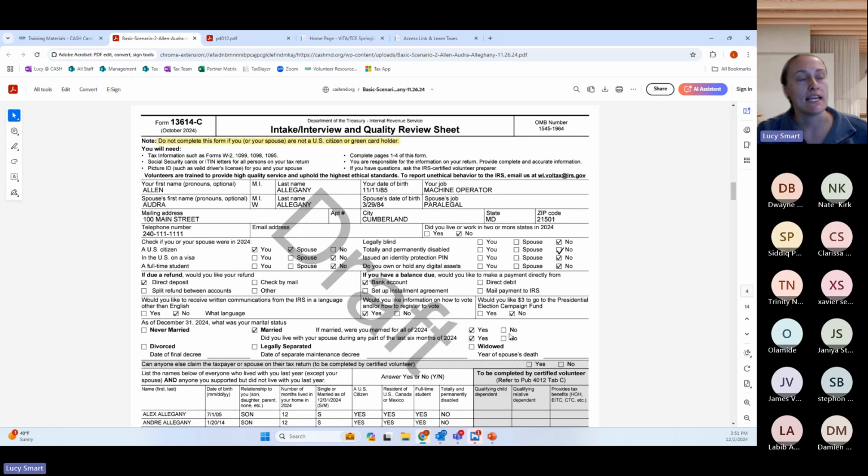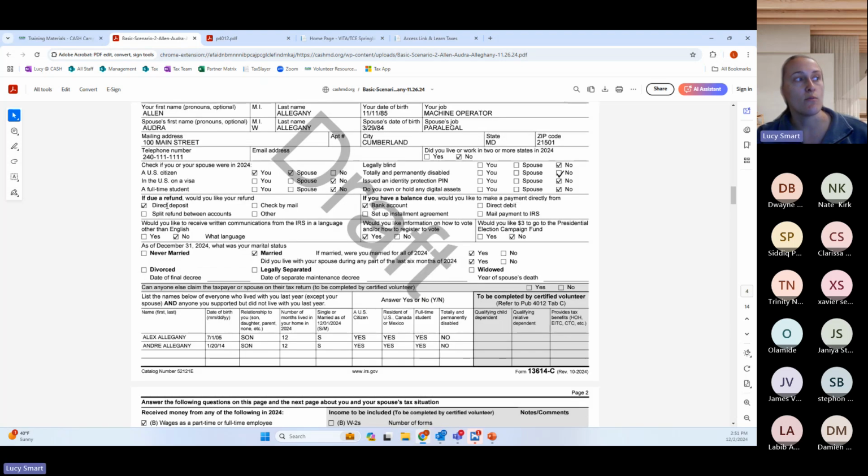And we've got our intake and interview sheet. So let's take a look at the interview sheet. Looks mostly filled out. We've got their name, address. They checked off that they did not live or work in 2 or more states. Both Audra and Alan are citizens. Neither are on a visa or students. Neither are legally blind, disabled, had an identity protection PIN, or had digital assets.